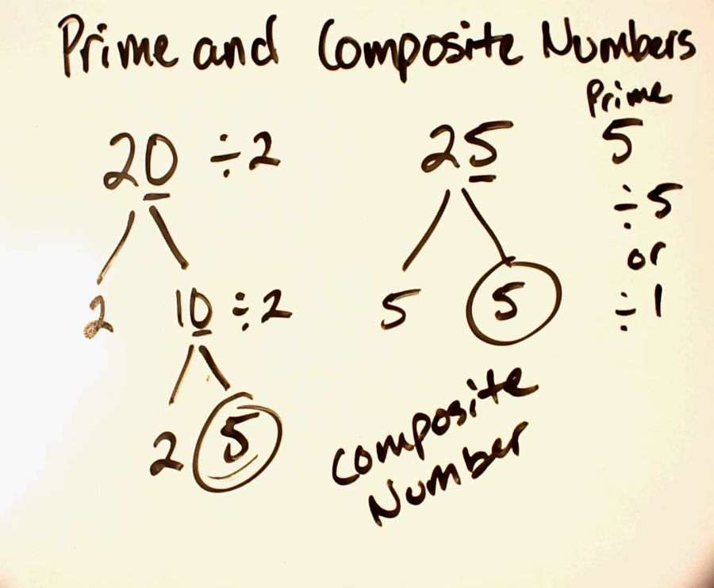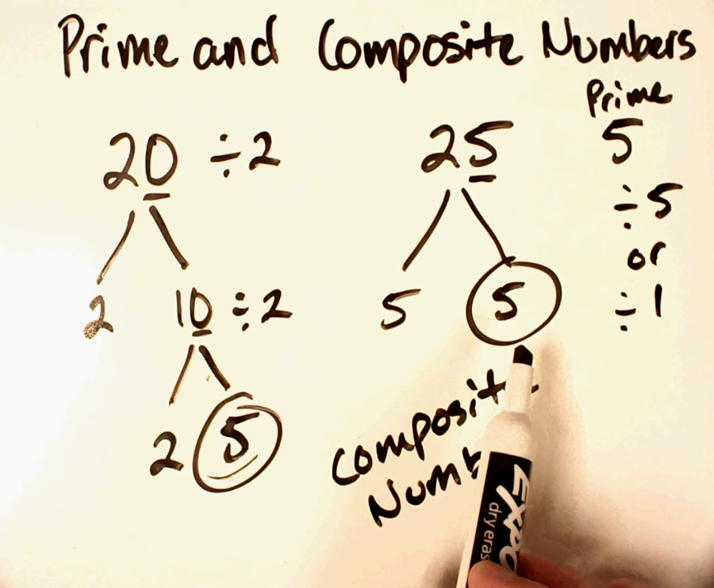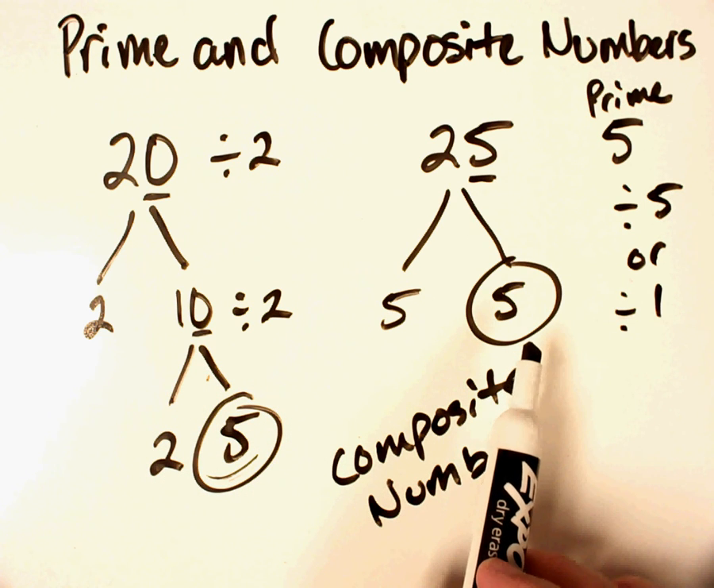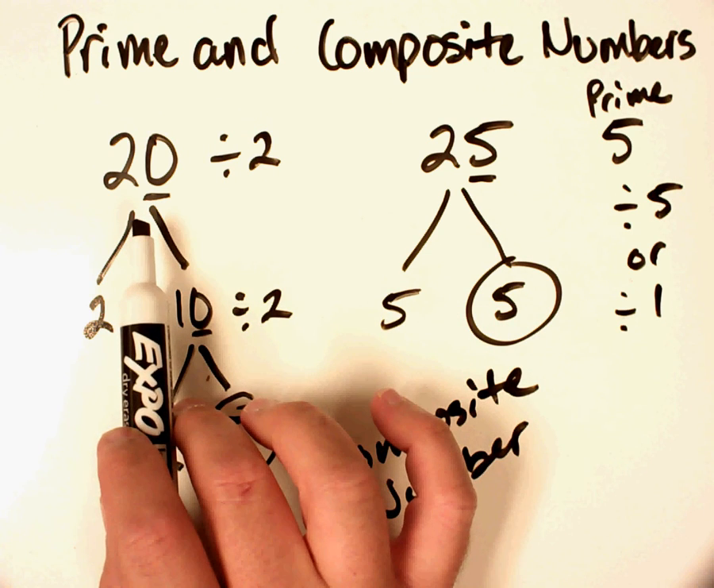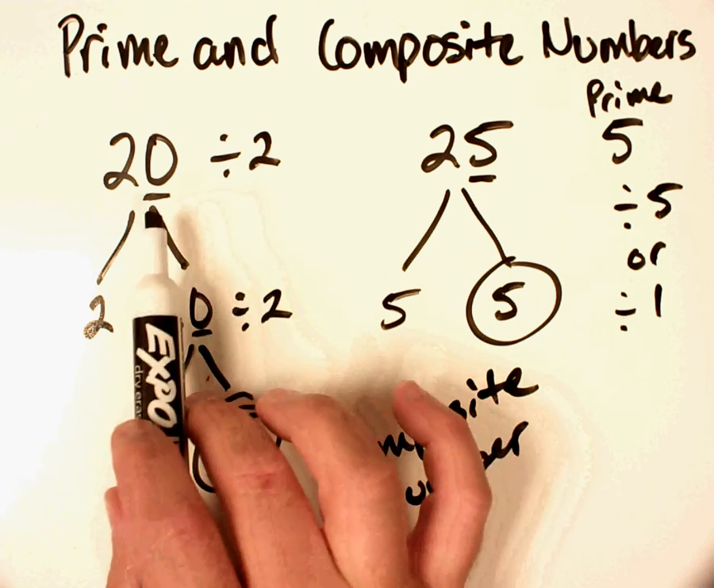Alright, now there are always little rules and little tricks and little things you can learn, but most of the time, especially when we get into larger numbers, it's going to boil down to putting pencil to paper and doing some factoring, figuring out, will something be divided by some other number other than itself and 1?